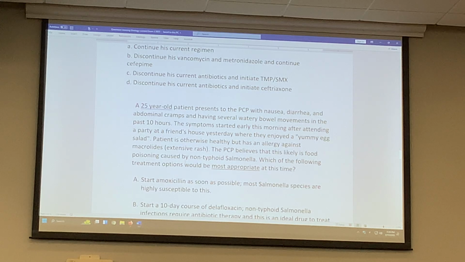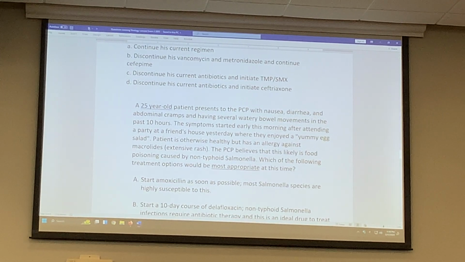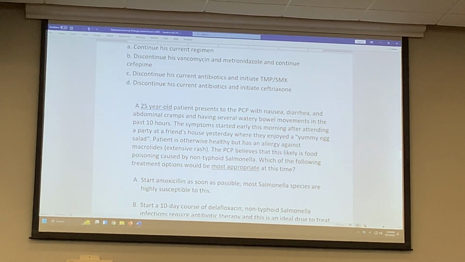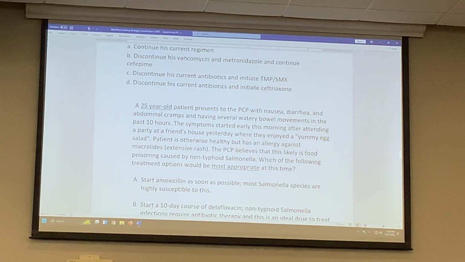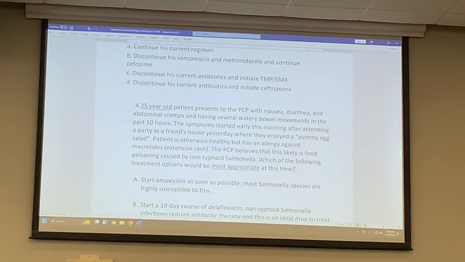So we have a few GI questions and then I will be stopping. We have this patient who comes with nausea, diarrhea, and abdominal cramps, a young person, and the patient has had watery diarrhea in the past 10 hours. The symptoms started early this morning after attending a party at a friend's house yesterday where she enjoyed a yummy egg salad. The patient is otherwise healthy, but she has an allergy against macrolides, extensive rash. The PCP believed that it is likely food poisoning caused by non-typhoid salmonella. Which of the following treatment options would be most appropriate at this time?